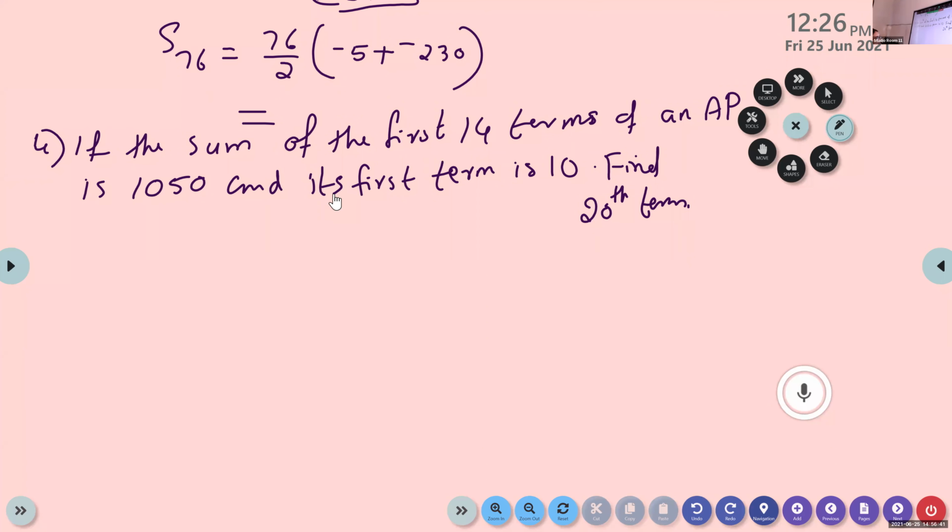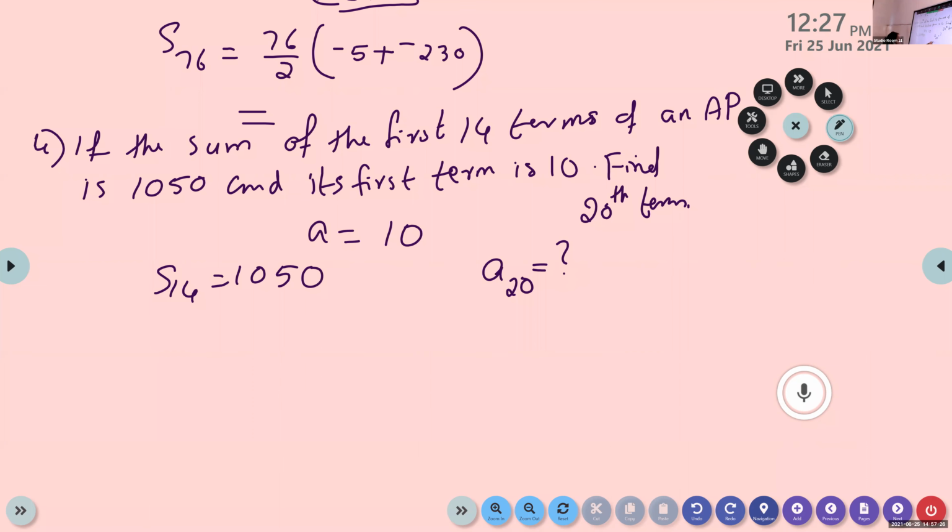The sum of the first 14 terms is given. For an AP, A is given: A equals 10. The sum of 14 terms, that is S14, is 1050. When we add the first term plus the second term plus the third term, etc., plus the 14th term, we will get a sum of 1050. Is it clear? The sum of 14 terms is 1050, and the first term is 10. We need to find A20.